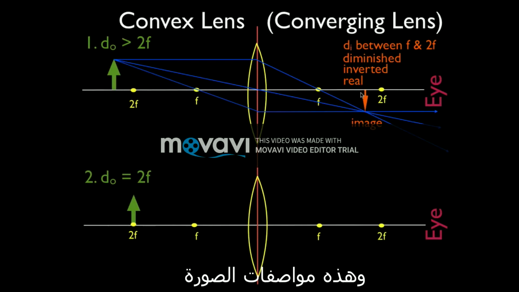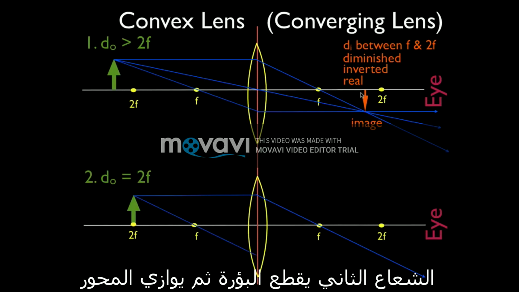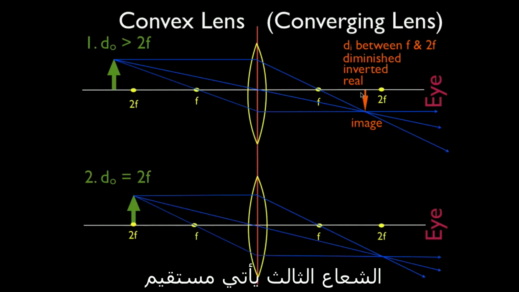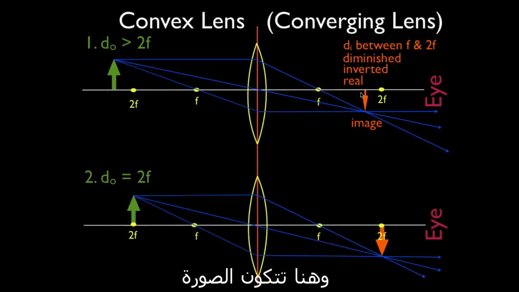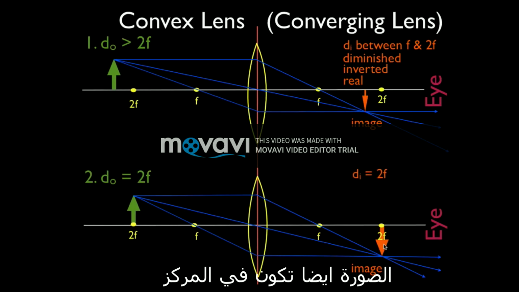Okay, let's go on and do the next one. Now you can see the object distance. The object is exactly 2f from the lens: parallel, F; F, parallel; straight through the center, and that is our image. You will notice when the object is at 2f, the image will always be at 2f. The image distance is 2f. It has to be there.